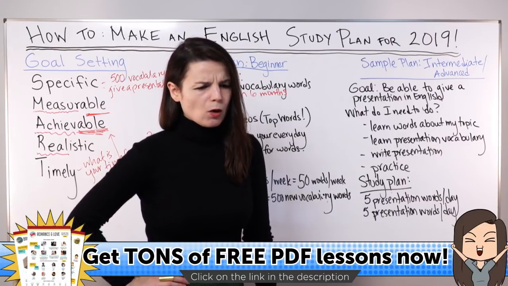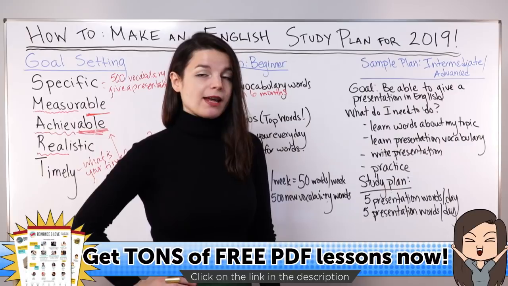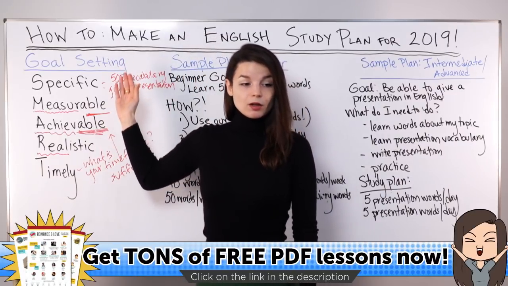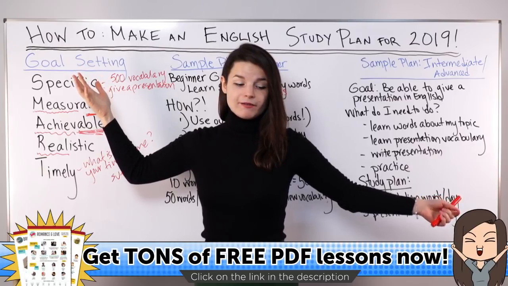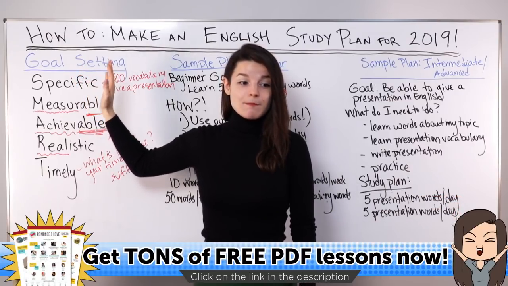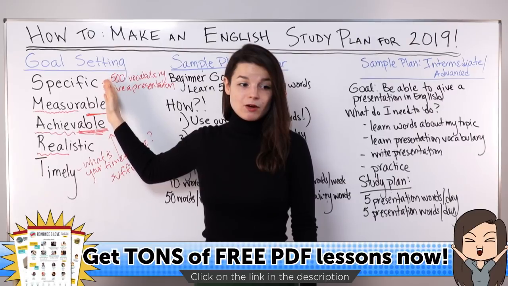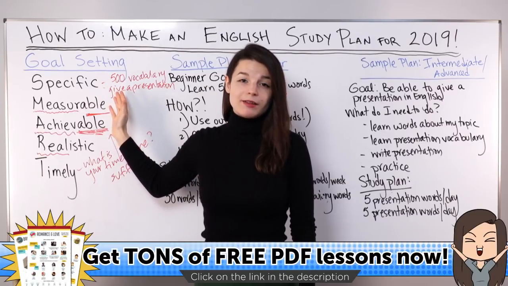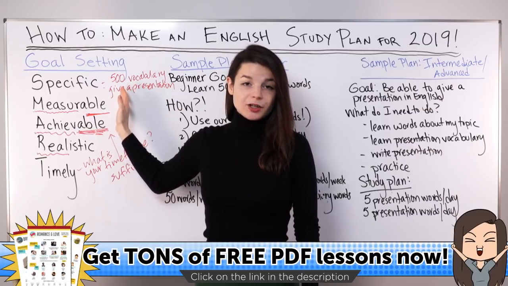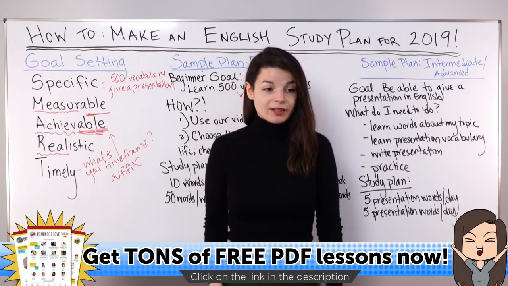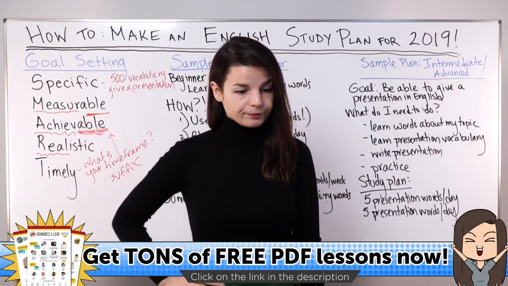Some of you are writing, my goal is to speak like a native. Again, we talked about these SMART goals at the beginning of the lesson. How do you know when you speak like a native? It's really hard to know that. Make your goal specific. Make your goal measurable. You can't track whether or not you speak like a native. So make a goal that is clear to you, that you know you can achieve. Start by making a good goal.